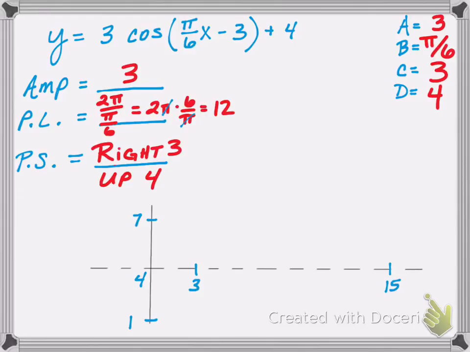And then you label your intervals. Halfway between 3 and 15 is 9. Halfway between 3 and 9 is 6. And halfway between 9 and 15 is 12. So there's your intervals. And now we're using the cosine function, so we're following that pattern of critical points, which is maximum, axis, minimum, axis, maximum.